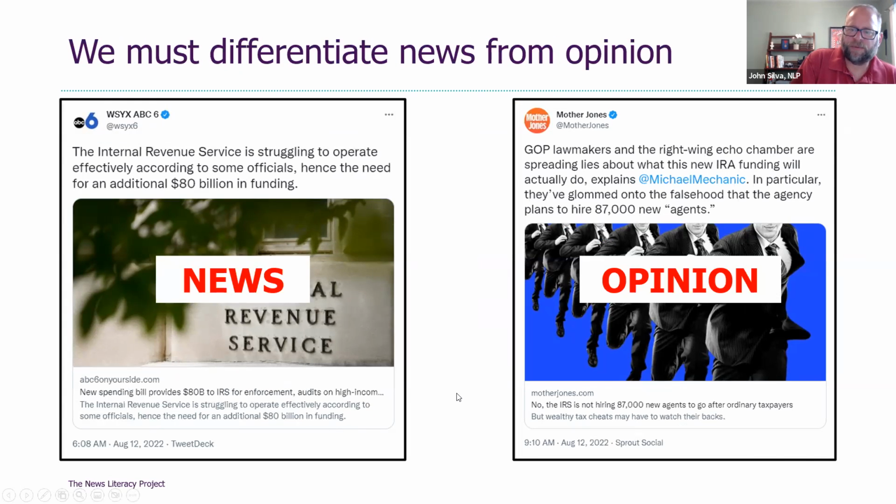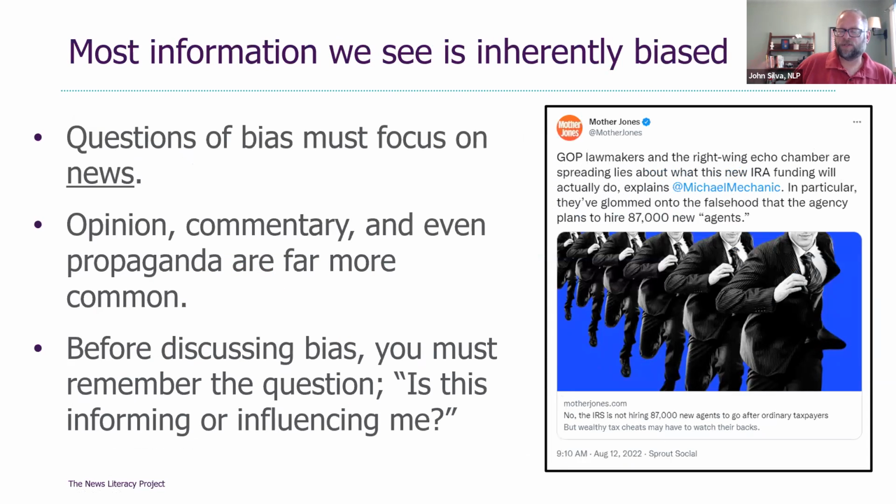The Mother Jones article, the one on the right, is an opinion piece. And so when we make this accusation that they are more biased than the other one, it's because one is a news story that's informing us and the other one's trying to influence us. And so this is what's really important as an essential starting point.